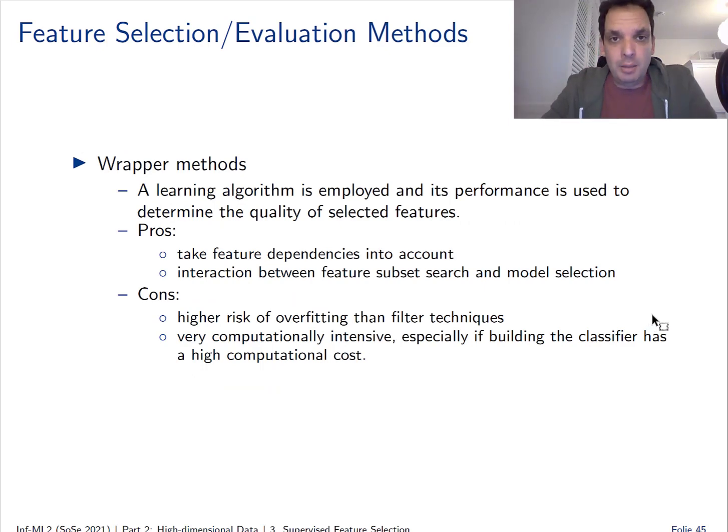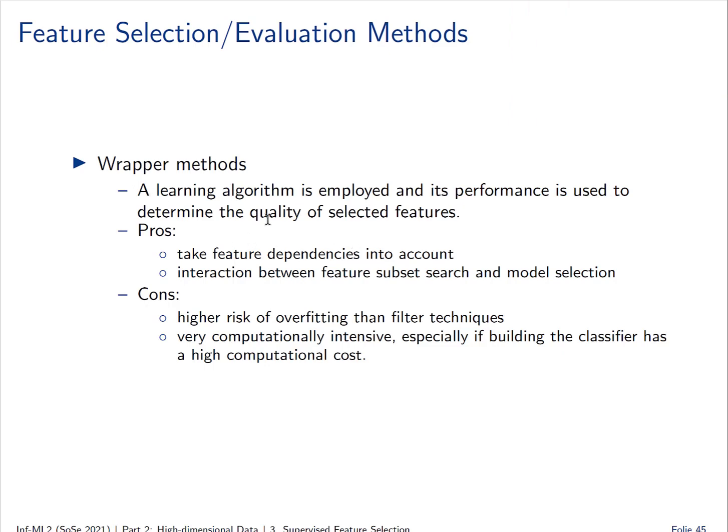Then wrapper methods, where we try to somehow apply the whole thing, generate the candidates, and then apply the learning model that we want to apply later on anyway, and see if the learning model actually performs well. If yes, then we keep that candidate. If not, we look for the next candidate, so to say. Or we test several candidate subspaces, of course, that can be done also. So a learning algorithm is employed and its performance is used to determine the quality of the selected features. That obviously takes the dependencies into account, which is good.